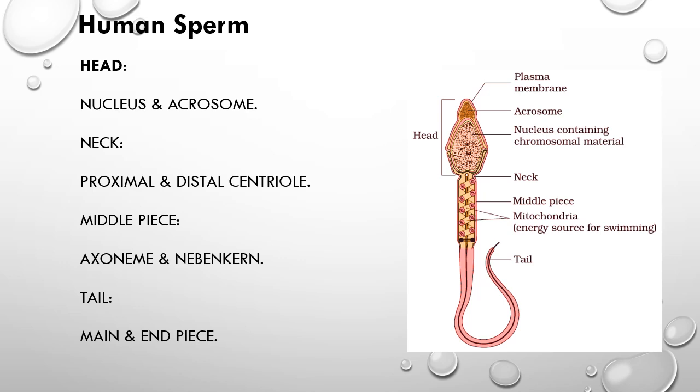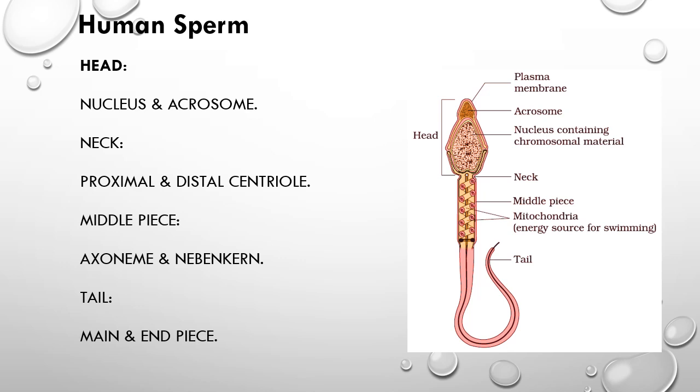Centrioles are of two types, proximal centriole and distal centriole, which give rise to the central filament, which is called the axoneme. The mitochondria provide energy for the sperm to move. So the middle piece contains two important parts, namely centriole and mitochondria.